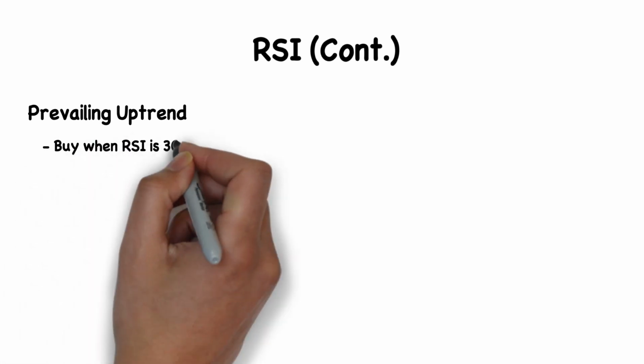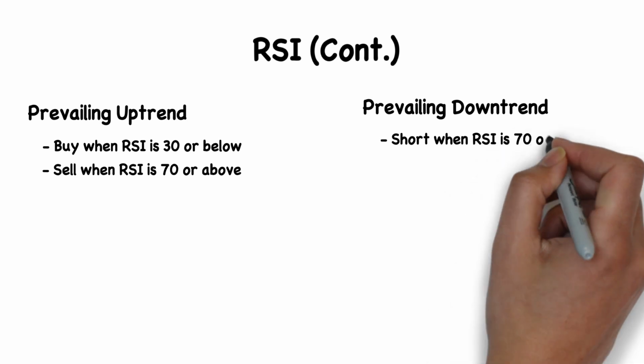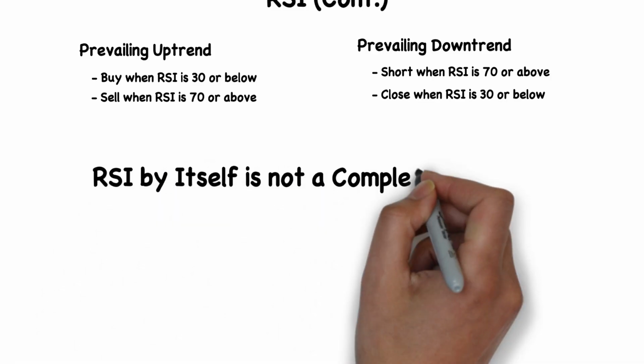When there's an uptrend, you want to buy when the RSI is 30 or below and sell when it's 70 or above. When there's a downtrend, you want to short when the RSI is 70 or above, or close when the RSI is 30 or below. However, RSI by itself is not a strategy.